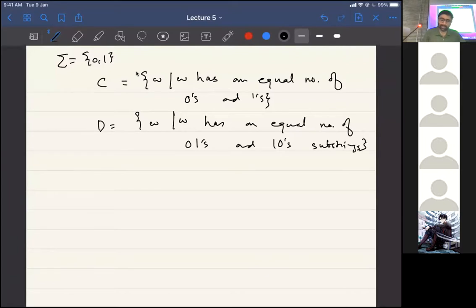substrings. What do you think about C? Is C a regular language or not? Is D a regular language or not? If yes, how? If no, why?